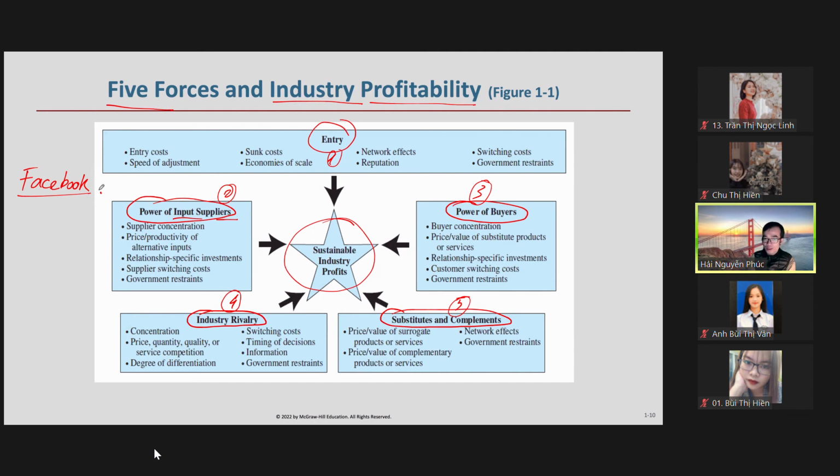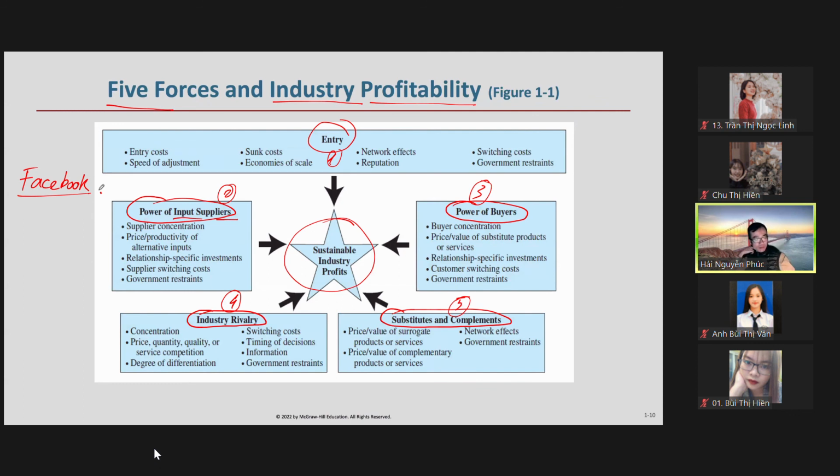And my question is, why? Why are we pessimistic about Facebook's profit in the future? And what are going to be the factors that affect the profitability of Facebook? Do you have any idea on this?